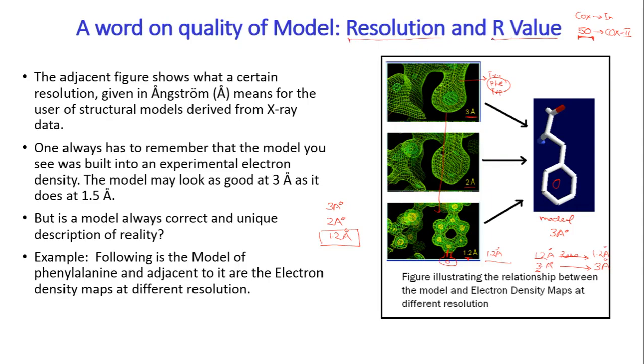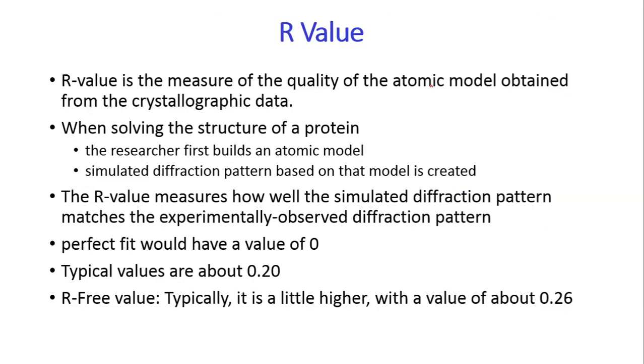Another way is that you can judge the quality of a model on the basis of R value. So now let me explain what exactly R value is. This R value is the measure of quality of an atomic model that is obtained from crystallographic data. When we solve the structure of a protein, a researcher first builds an atomic model.